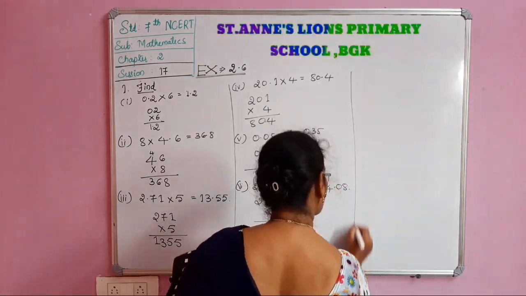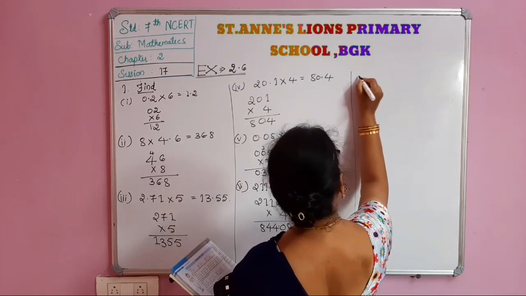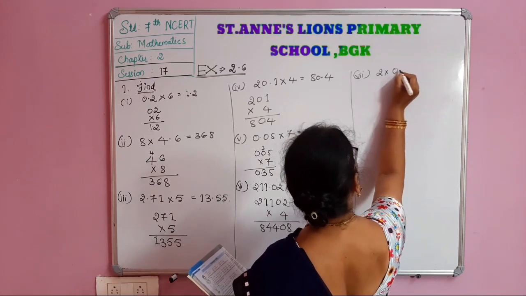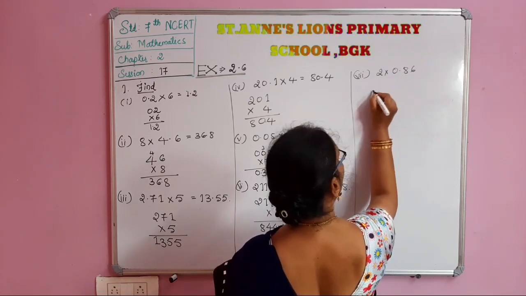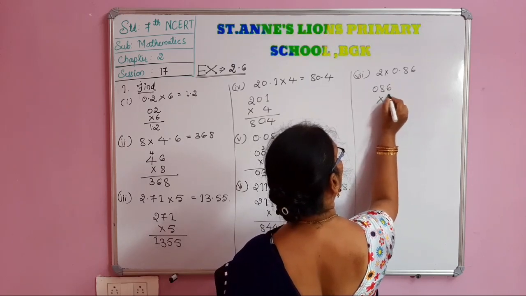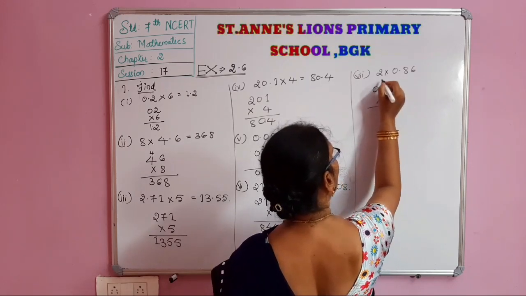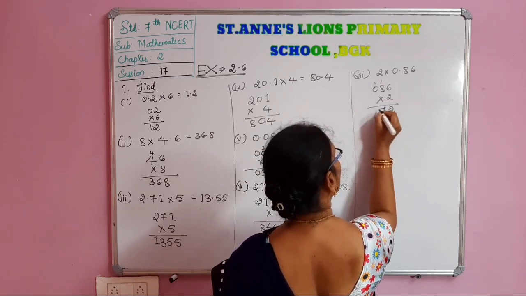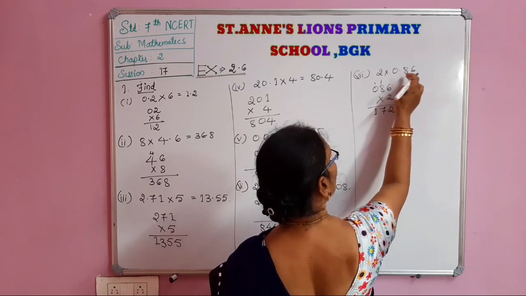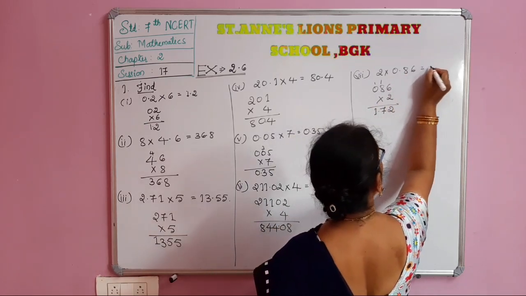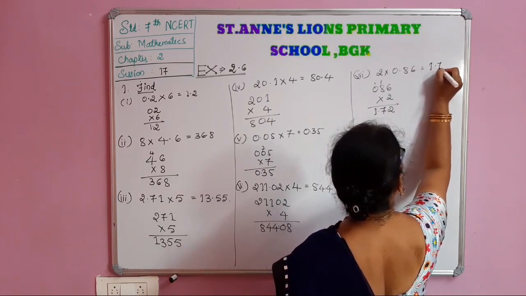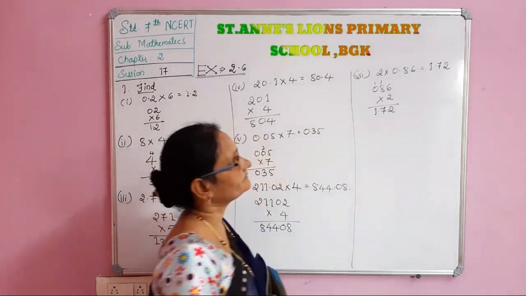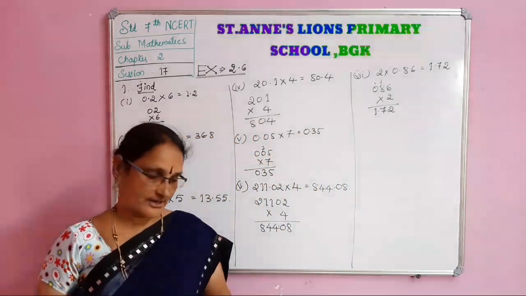Then the seventh one, 2 into 0.86. Now we will take 0.86 into 2. 2 6s are 12, carrying 1. 2 8s are 16 plus 1, 17, carrying 1. 2 zeros are 0, 0 plus 1, 1. After how many places? 2 places. Point will come here. So 1.72. So I hope you understood.